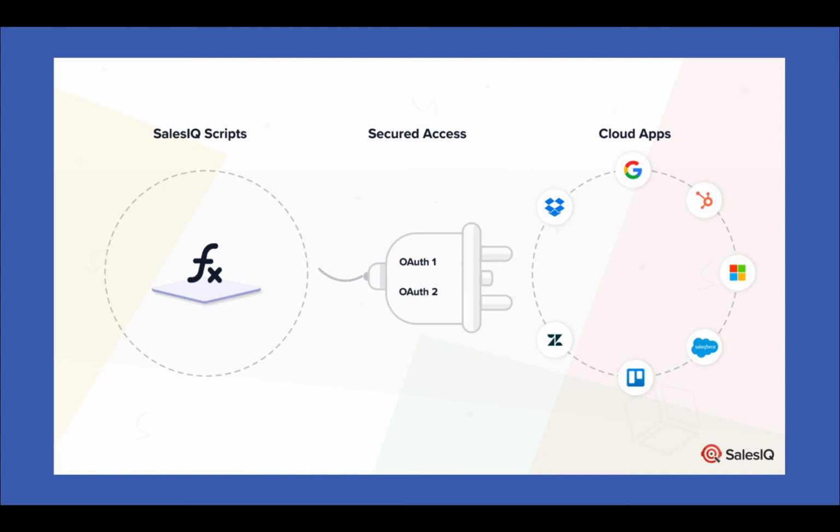So in Deluge, there are 4 HTTP methods: get, post, put, and delete, and 3 authentication types: basic, OAuth 1, and OAuth 2, as you all know, where OAuth 1 and 2 are used to establish secure access between SalesIQ and other apps. So let me show you how to create a connection now.